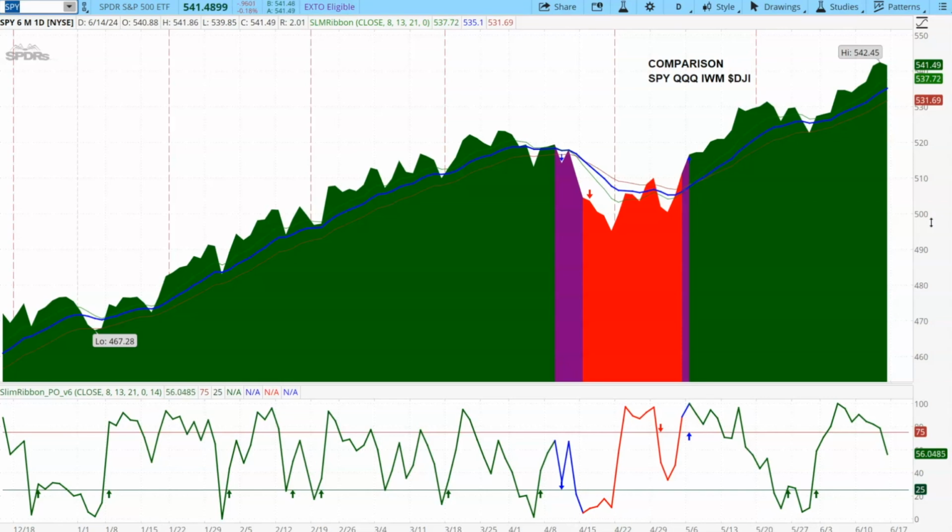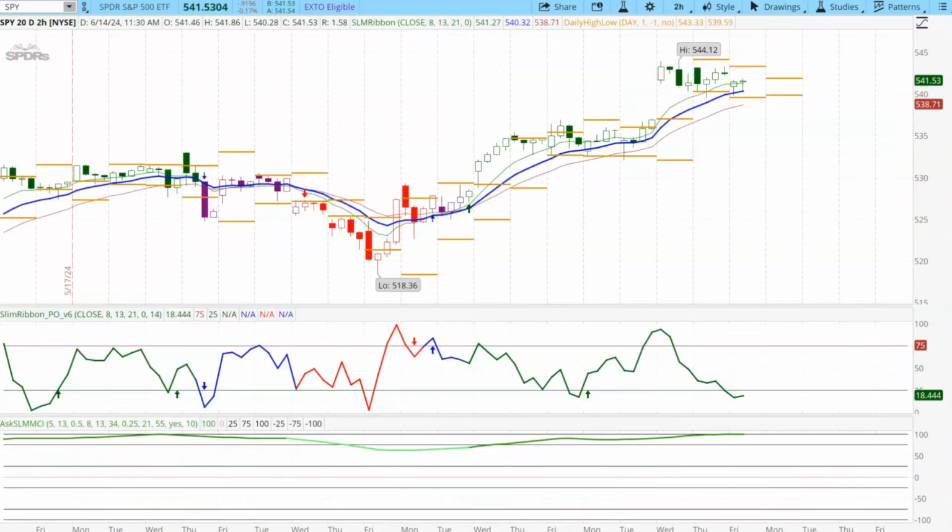And I was looking for the potential for breadth to improve, a rotation to occur into the broad market. That is not happening. It's even getting worse. So that is something to be concerned about. Let's look here at the 2-hour, and this is important.